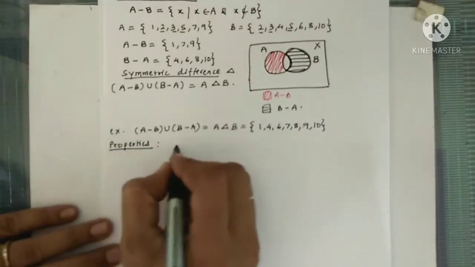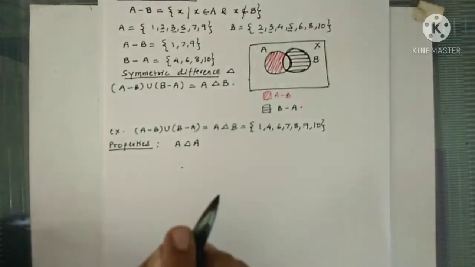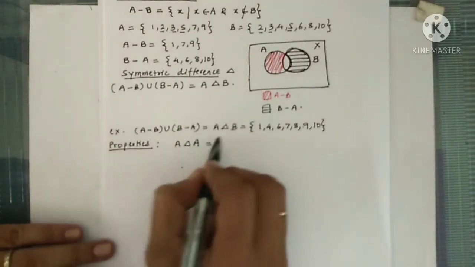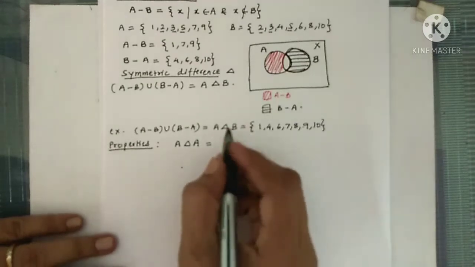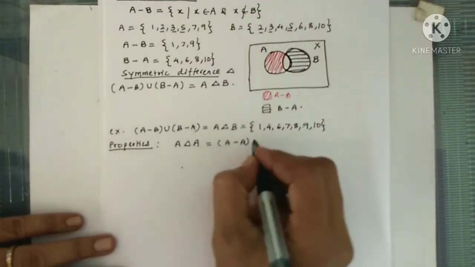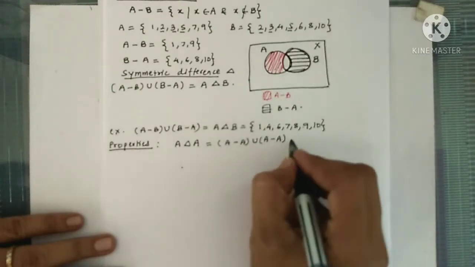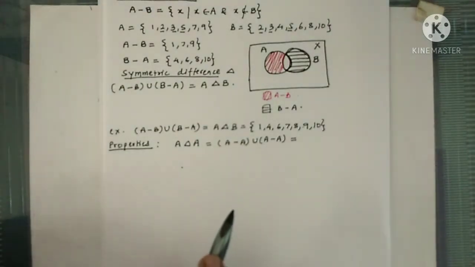Symmetric difference of A with itself. So what will be the symmetric difference of A with itself? See, if it is A delta B, then we have A minus B union B minus A. So now if both the sets are A only, then it is A minus A union A minus A again. But A minus A means we have to write elements of A which are not in A. So this is not possible.